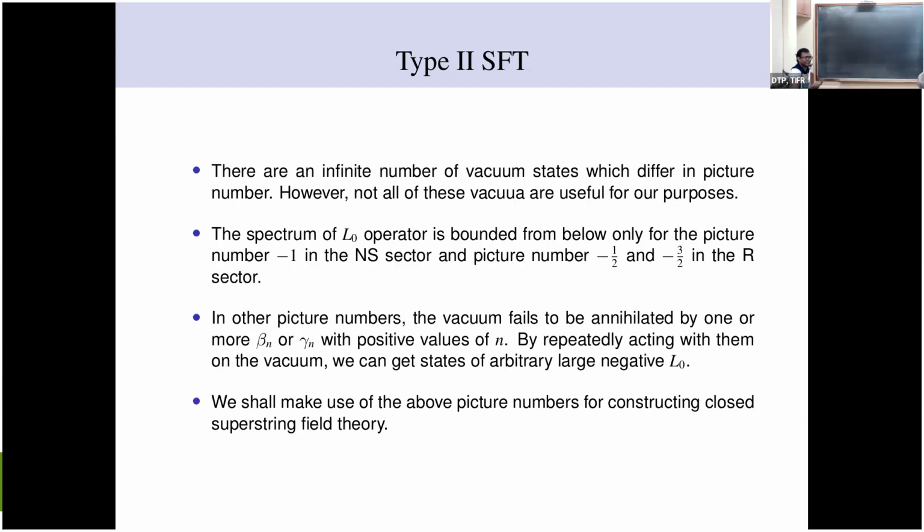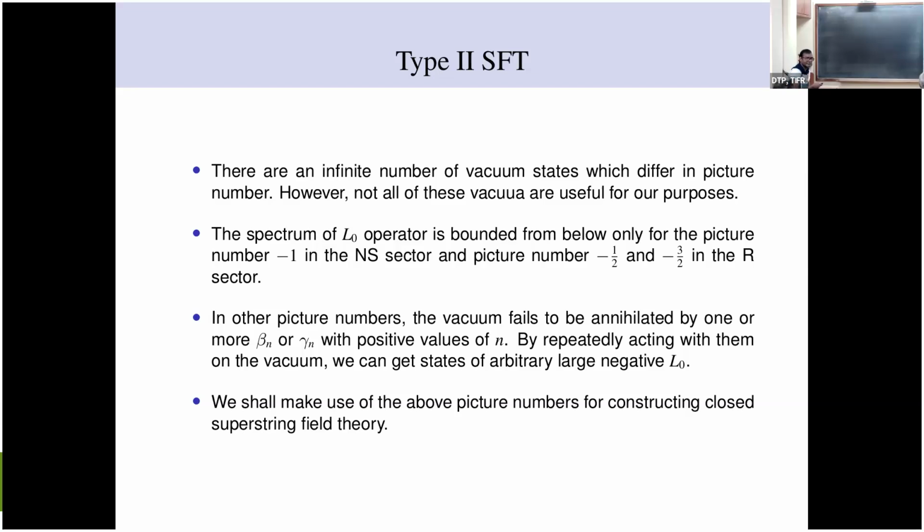The vacua of the theory will be labeled by these picture numbers. But there are now an infinite number of vacua, which differ in picture number, and not all of these vacua will be useful. The spectrum of the L0 operator can be shown to be bounded from below only for picture number -1 in the NS sector and picture number -1/2 and -3/2 in the R sector. In other picture numbers, the vacuum fails to be annihilated by one or more of these beta n or gamma n with positive n, and by repeatedly acting with them on the vacuum, you can get states with arbitrarily large negative L0.